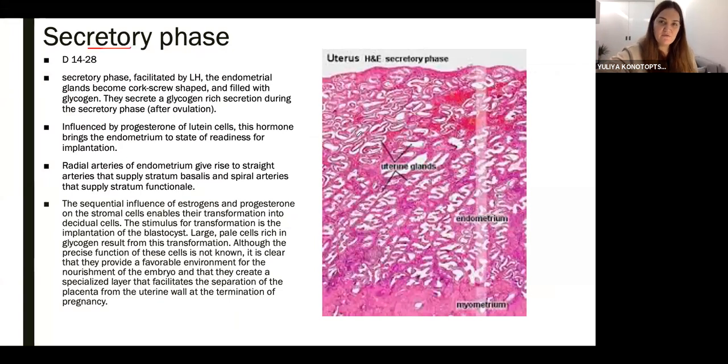In the secretory phase, take a look. These are also your uterine glands. Are they straight? Absolutely not. The shape that they have is actually corkscrew.